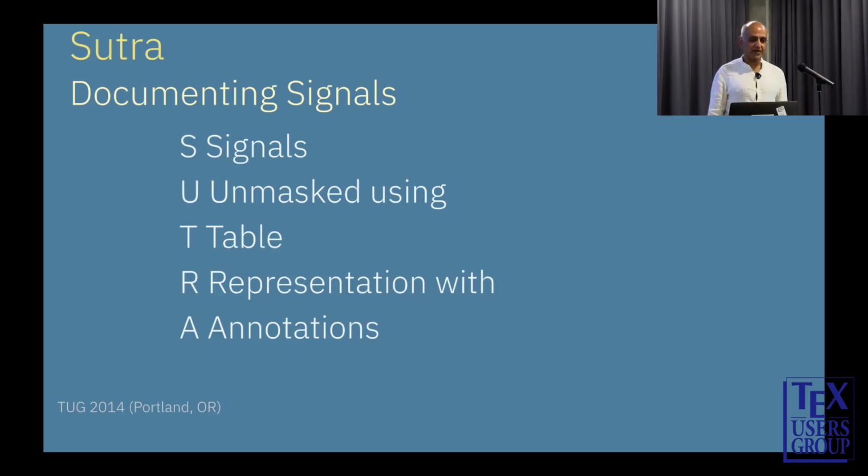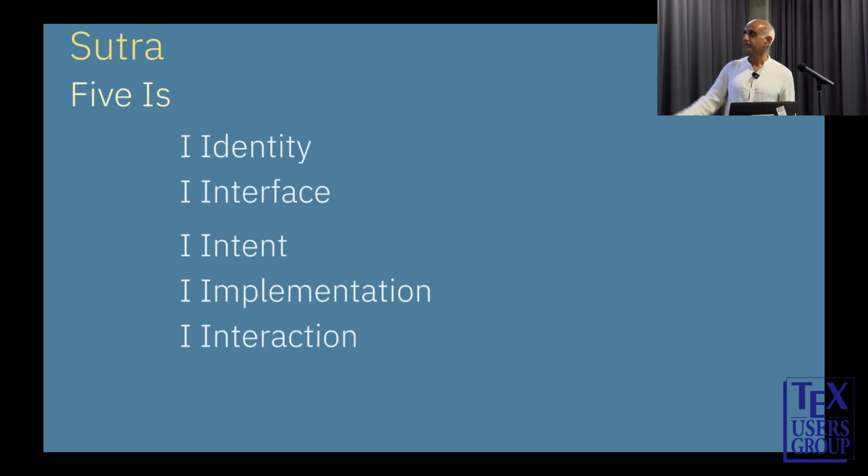Next was Sutra in Portland. It dealt with documenting signals. And I mean signals in the systems theory sense, not just in the electronic one. You know about the playing with words. Five Eyes was a nod to Five Eyes, the alliance in happier times. Most documentation deals with the first two, identity and interface. Since that time, I have focused on adding the bottom three into documentation workflows.